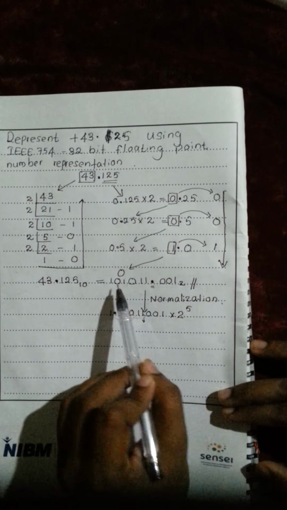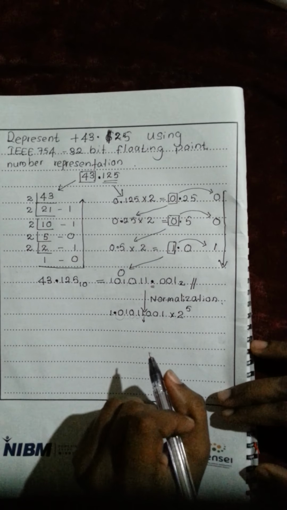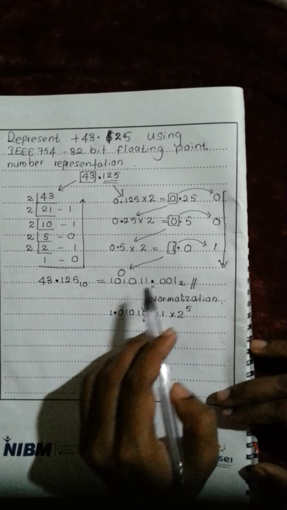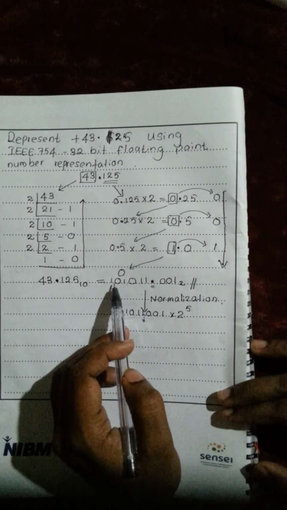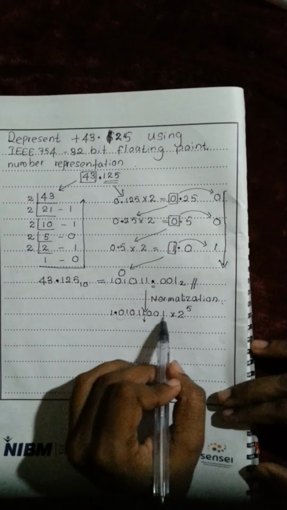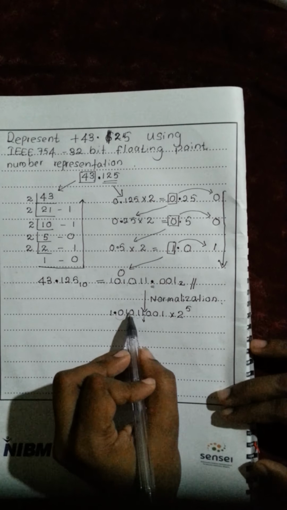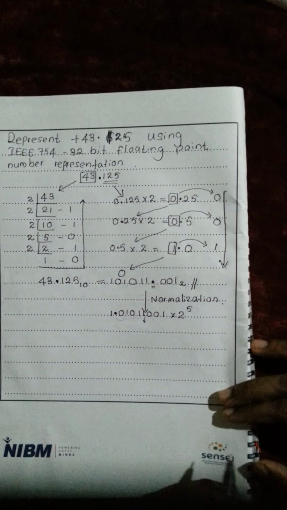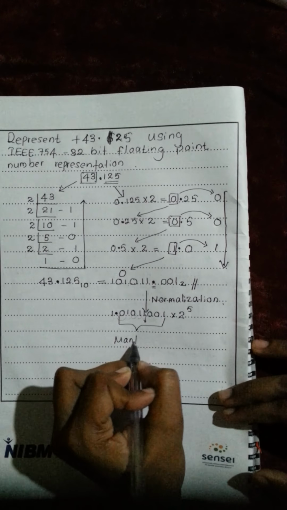I'm repeating. This number we can't store in our computer because of this binary point. Therefore I'm going to remove this binary point from our number. In order to do that, I take the binary point after the very first one in our number, and all the rest of the numbers I write after the binary point. And to get the original number, I have to move the binary point 5 times, so I wrote 2 to the power 5.